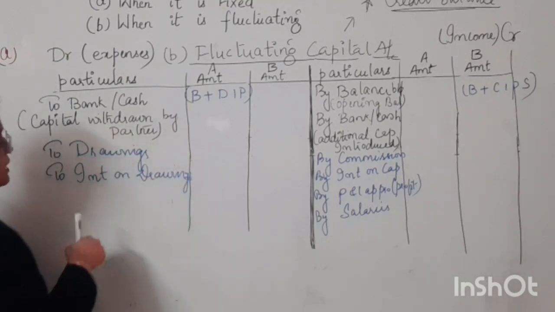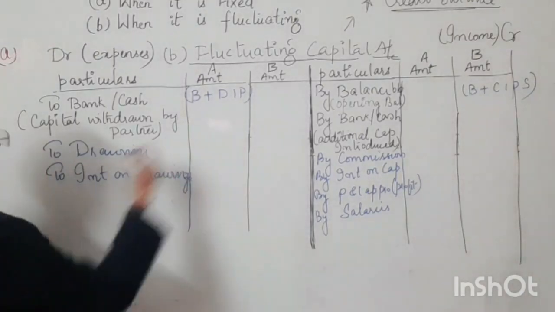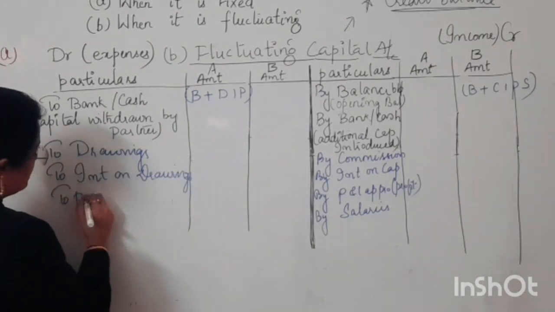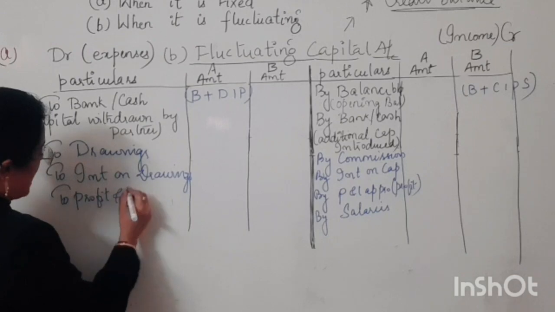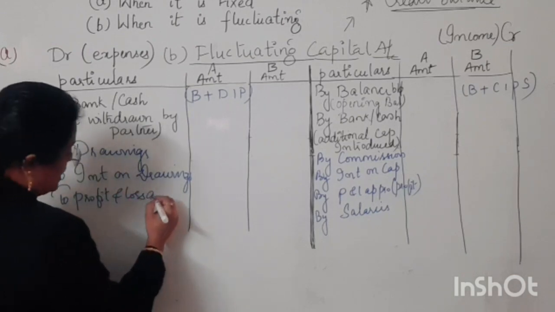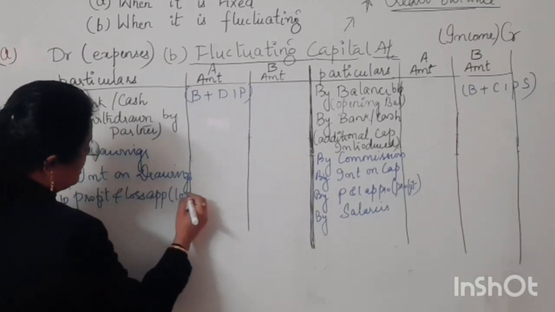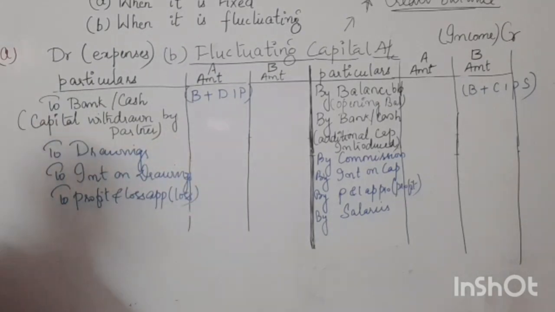It's an expense for the partners. That's the reason it's on the debit side. And P stands for what here? That is to profit and loss appropriation. Suppose your P&L appropriation is giving you the loss, then it should come on which side? There, on the debit side.